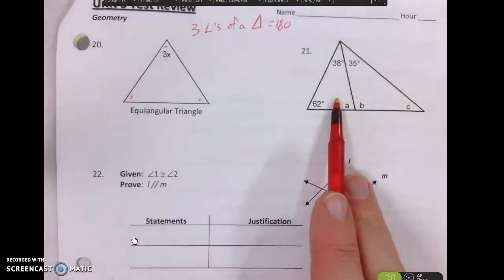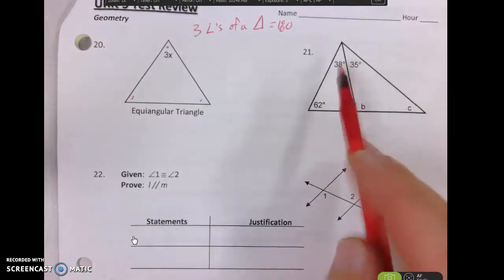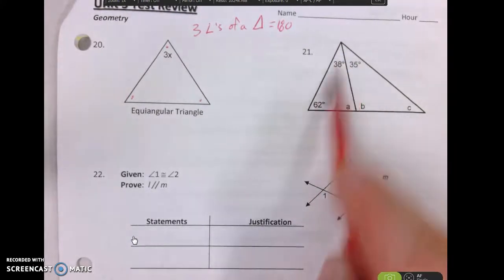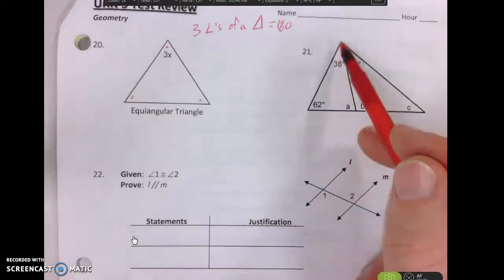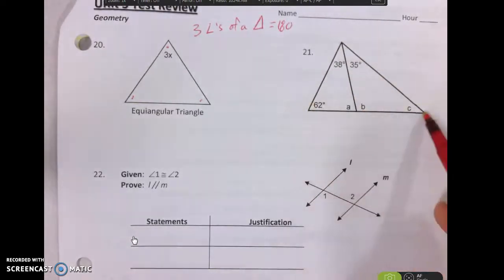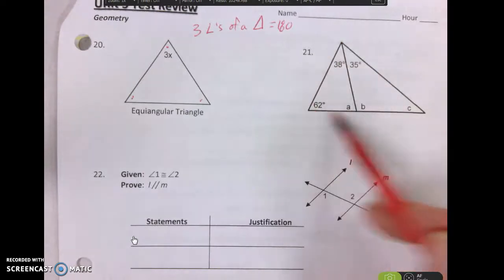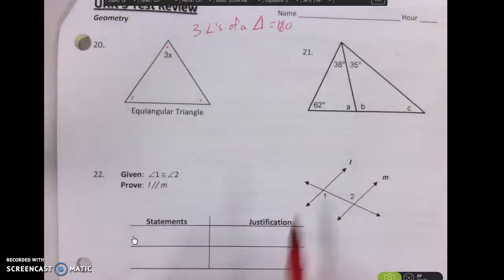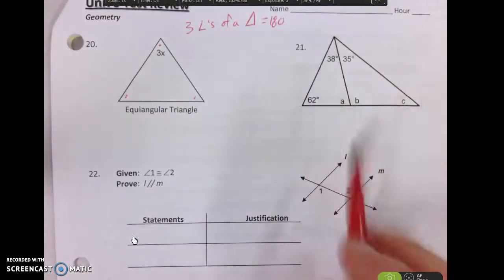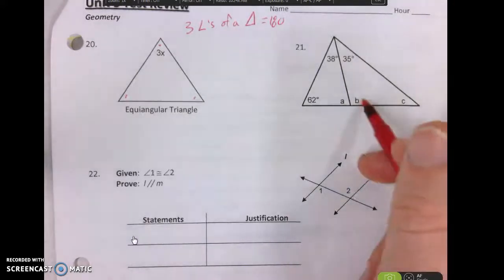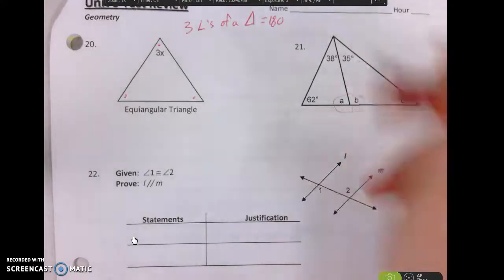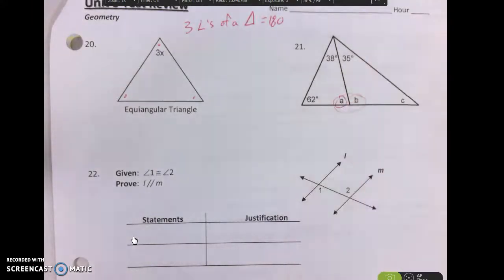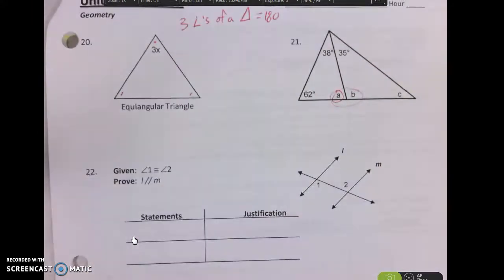Now if I look over here at this problem, there's actually three triangles here. There's one here. Those three should add up to 180. There's one here. And those three should add up to 180. And there's also one big triangle. And sometimes it's good to notice the big triangle. So that will kind of help you. I will also tell you that A and B here, I think those are a linear pair. And that will help you. For 21, I would do A first. Okay, back to number 20.